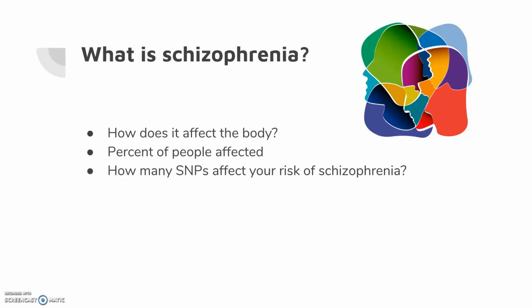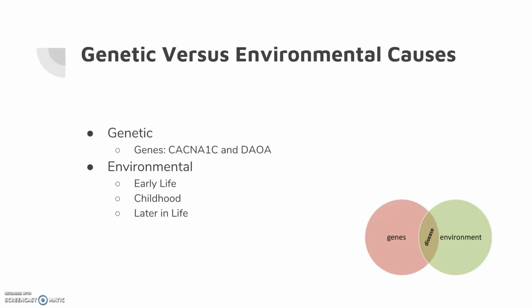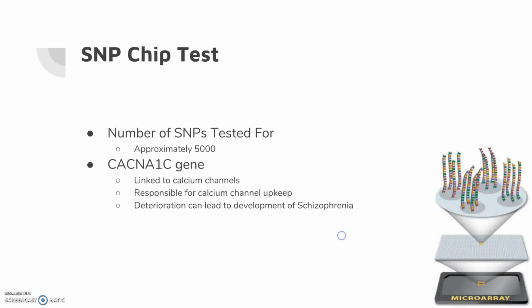Many SNPs have a small impact on disease risk, such as the genetic variations in the genes CACNA1C and DAOA. However, it is not known how much these variations contribute to developing schizophrenia compared to environmental factors. Environmental factors throughout your life can influence your risk of developing schizophrenia, like season of birth, child abuse, drug abuse, and urbanization. Our SNP chip test screens for approximately 5,000 causal schizophrenia SNPs.